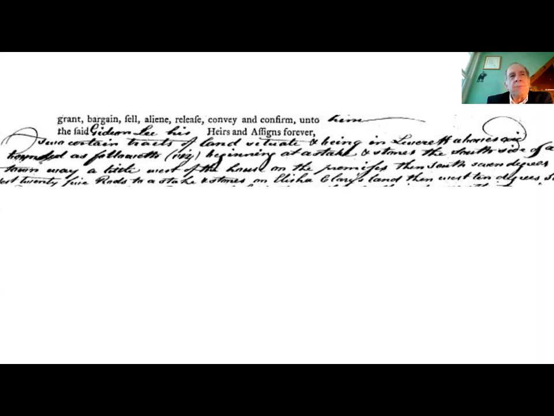Reading the handwritten part, the first handwritten word in the upper left is the word "two," T-W-O. It doesn't look anything like the word at first, but then you recognize that that ornate circular thing is just somebody's idea of a capital T, and then you can make out the W and O that follow. And you know it's "two" because it reads, "two certain tracts of land situate and being in Leverett above said, bounded as followeth, viz., beginning at a stake in stones, the south side of the town way, a little west of the house and the premises, then south 7 degrees west, 25 rods to a stake in stones on Elisha Cleary's land, then west 10 degrees south," and so on.